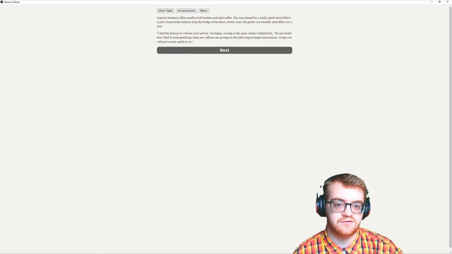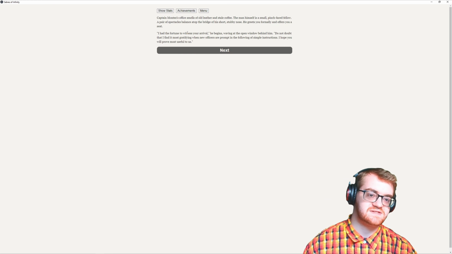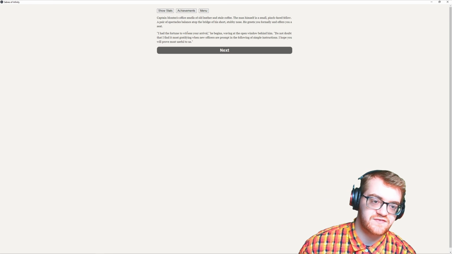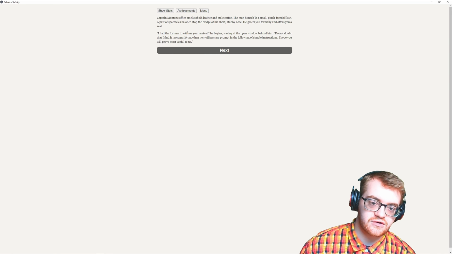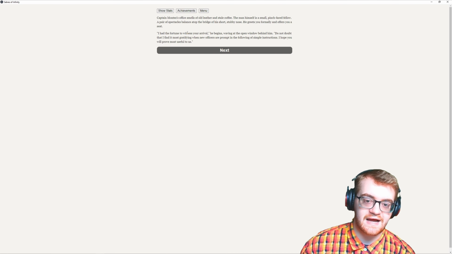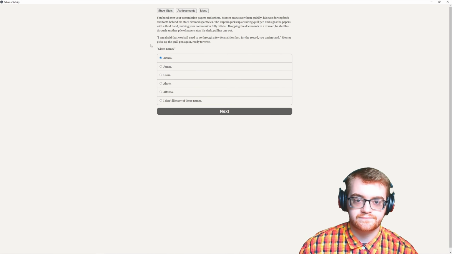Captain Montez's office smells of old leather and stale coffee. The man himself is a small, pinch-faced fellow. A pair of spectacles balance atop the bridge of his short, stubby nose. He greets you formally and offers you a seat. "I had the fortune to witness your arrival," he begins, waving at the open window behind him. "Do not doubt that I find it most gratifying when new officers are prompt and following of simple instructions. I hope you will prove most useful to us."